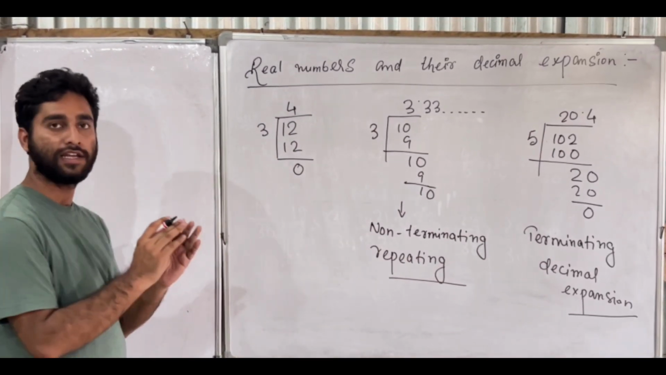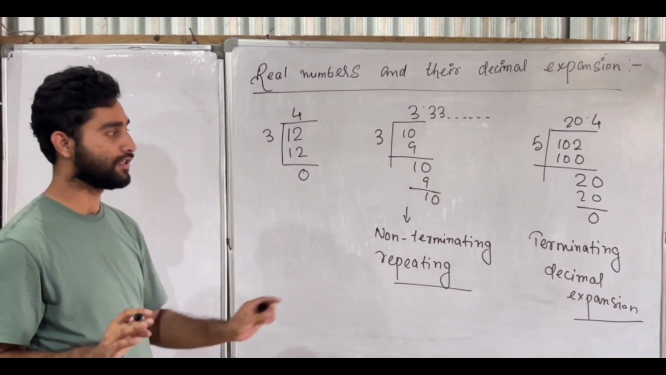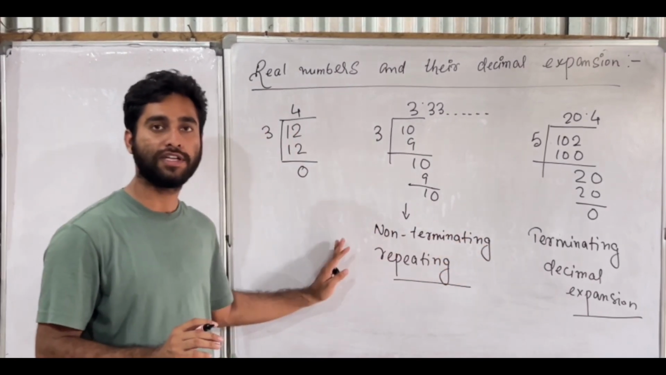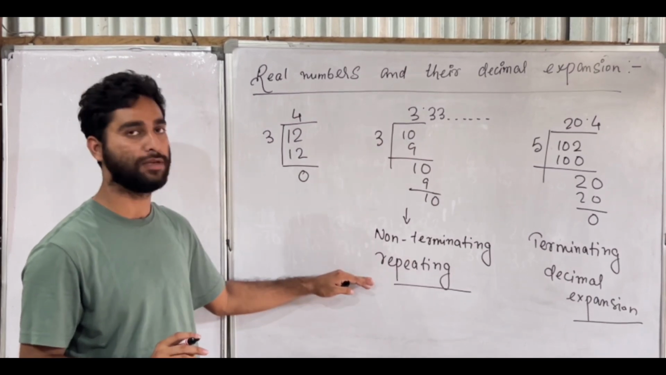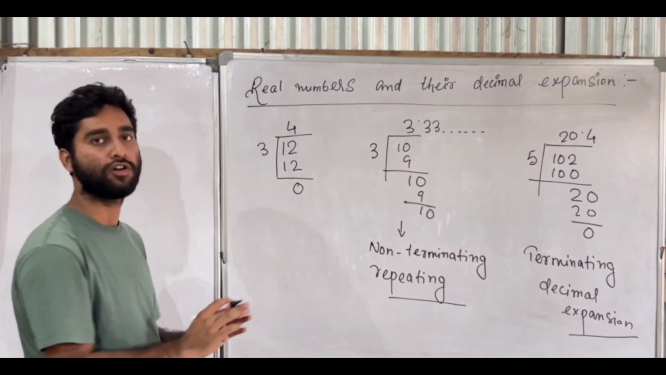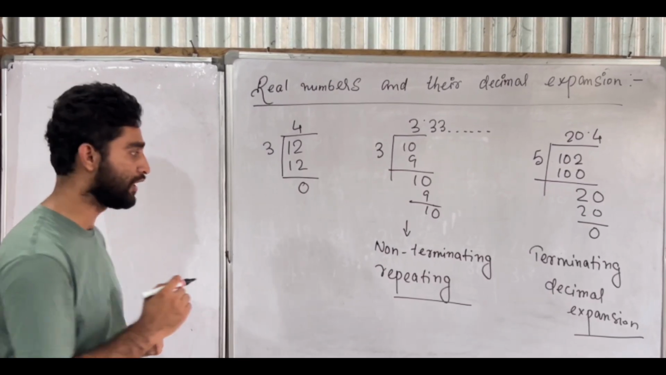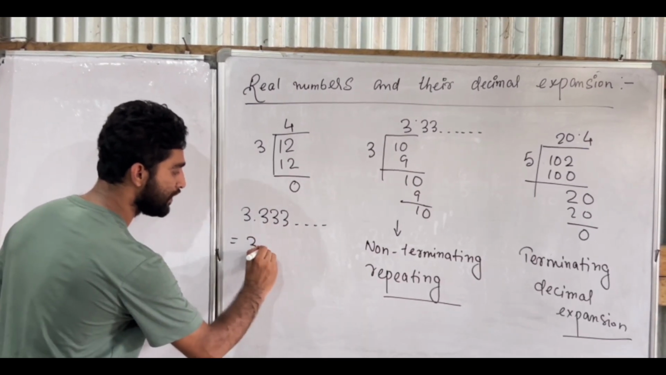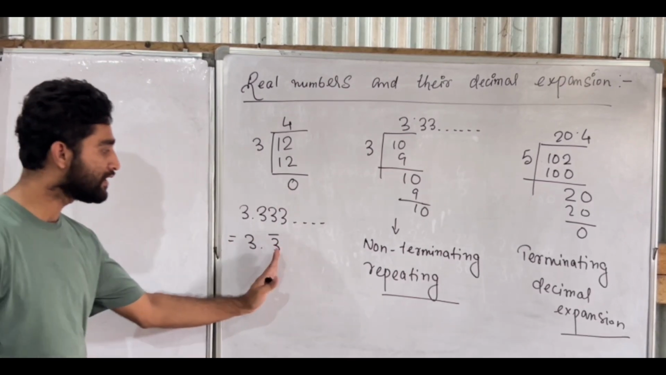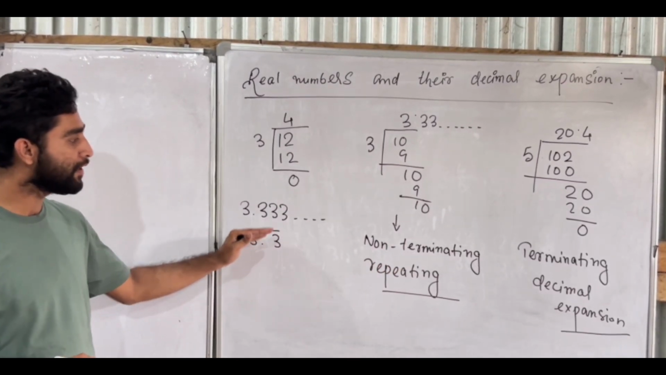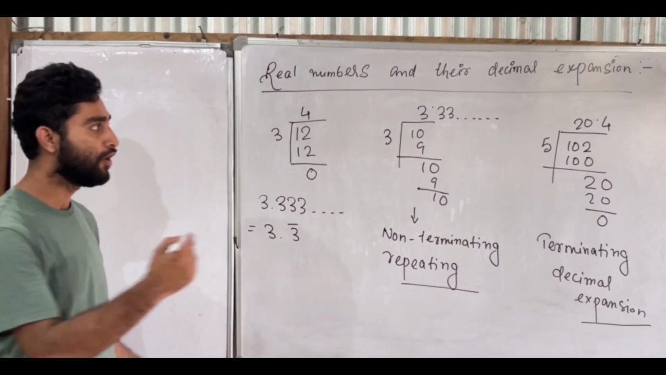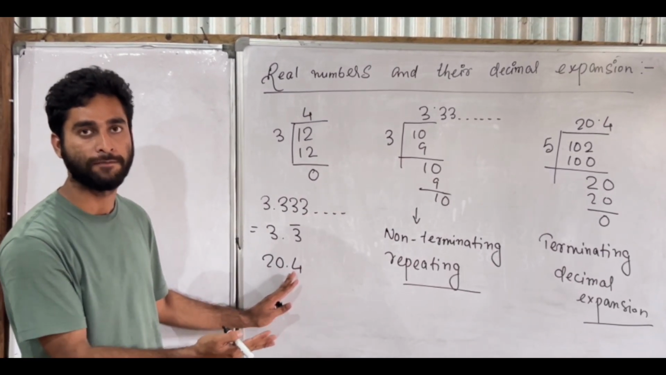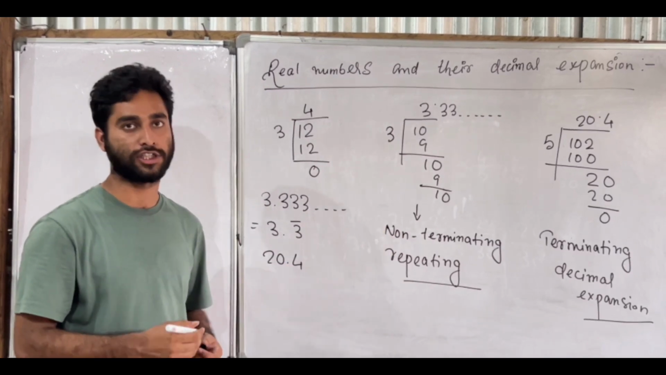Okay, so whenever any number is divided by another number, for all rational numbers the decimal expansion will be either terminating, or if it is not terminating, then it will be non-terminating repeating. So remember, by looking at the decimal expansion we can say whether our number is rational or irrational. For example, if we get the decimal expansion 3.333, this can be written as 3.3 bar, meaning this digit will be repeating. So if the decimal expansion is non-terminating but repeating, it is an example of a rational number. Or, for example, this decimal expansion 20.4 is called a terminating decimal expansion. So a terminating decimal expansion is also an example of rational numbers.